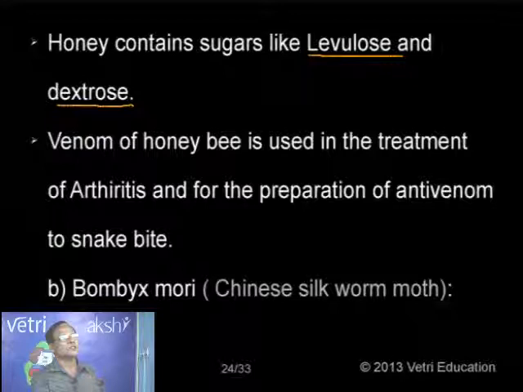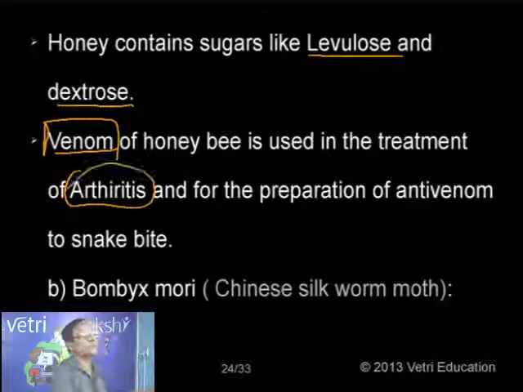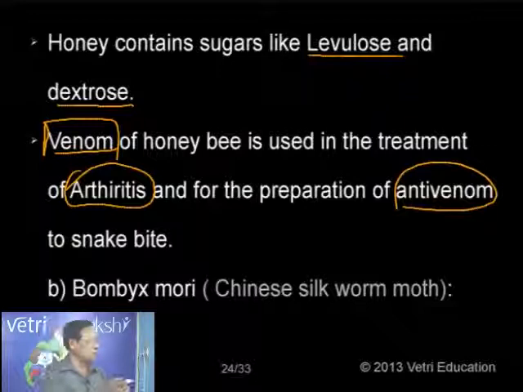The second one is the honeybee venom, which is used in the treatment of arthritis, the inflammation of the joints. Persons are unable to fold their limbs because of some problem in the knee joint. There are different types of arthritis. It is also used as an anti-venom to treat snake bite. The anti-venom is prepared from the venom of the honeybee and is used against snake bite.